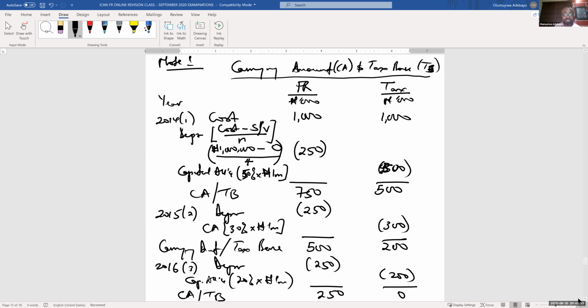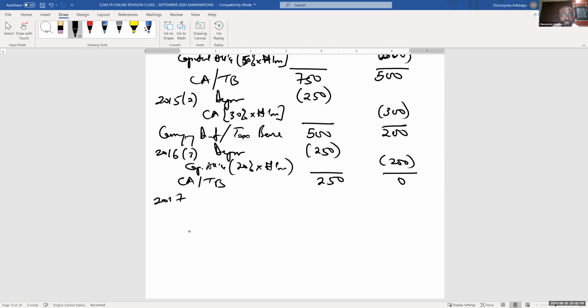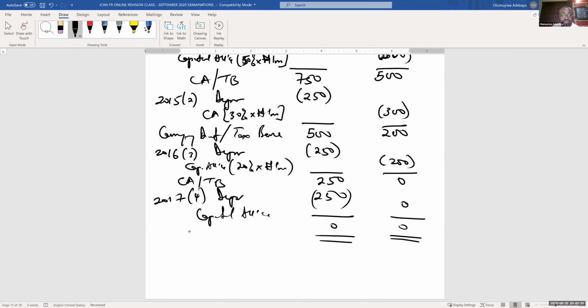For the final year, 2017, my depreciation is 250. Remember, capital allowance has been fully enjoyed, which means there's nothing to be enjoyed again. Invariably, I have a 0 at the end of 4 years for both. Now, this information is what we adopt.